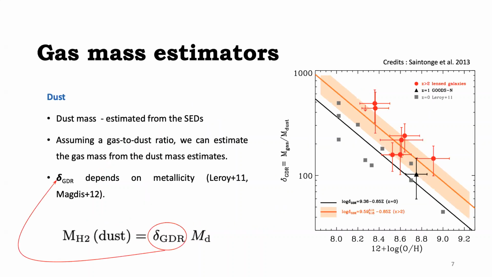And our third option is using the dust mass of the galaxy as an estimator, or as a tracer, of this molecular gas. In this case, we also need to assume a gas-to-dust ratio, which, as we see in the plot on the right, varies again with metallicity. So we have 3 tracers, and all 3 of them have their own limitations.